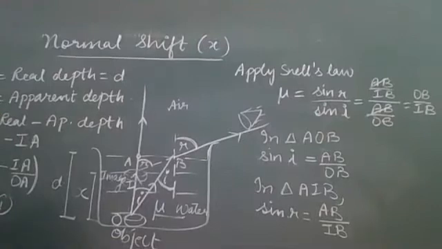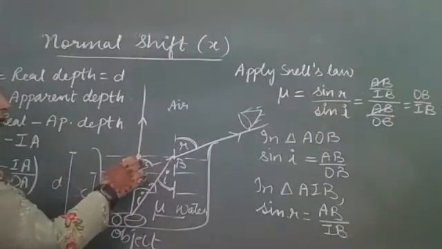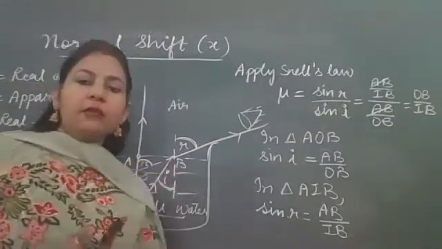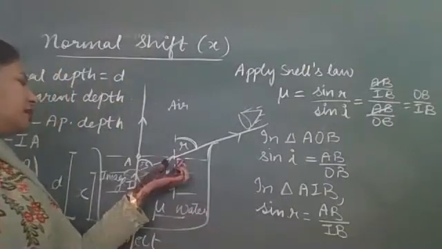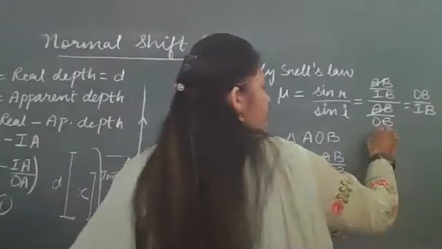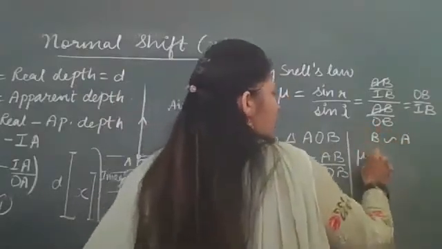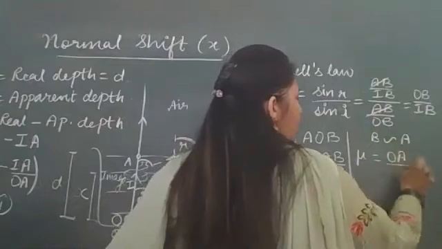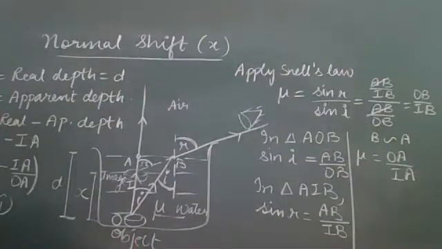Alright. Since this point B is very close to point A, they may look far apart to you, but actually these points are very close to each other. So putting B equal to A, approximately. Okay? So mu becomes OA over IA. Approximately B and A we can take the same.